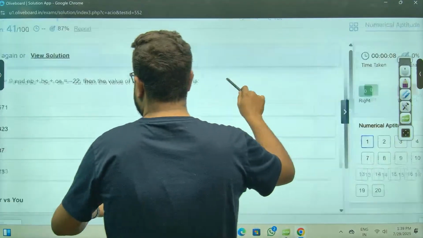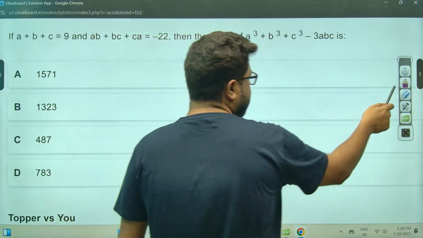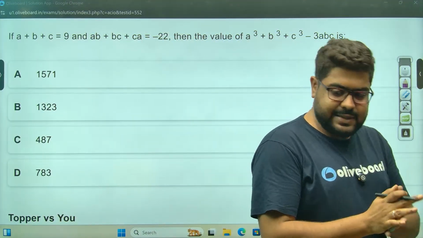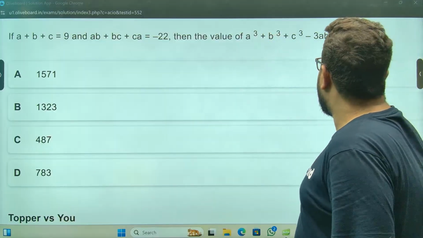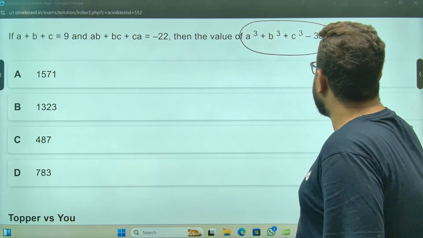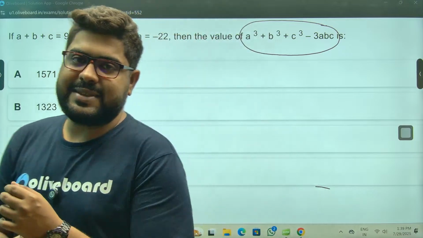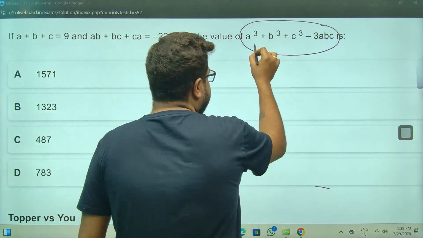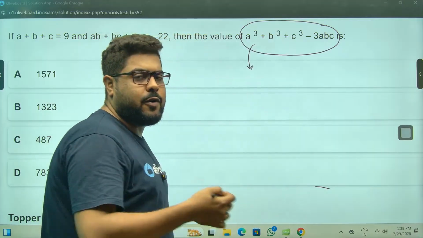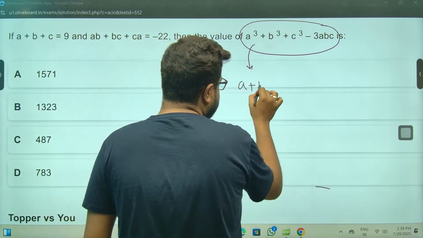So the first question is this one from algebra. Hopefully you guys can see this. This is based on a very famous formula, a cube plus b cube plus c cube minus thrice abc. Many people ask you to remember four or five formulas. I'm not one of them. I'm very simple in my approach.